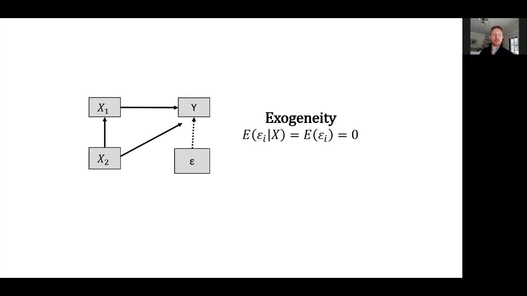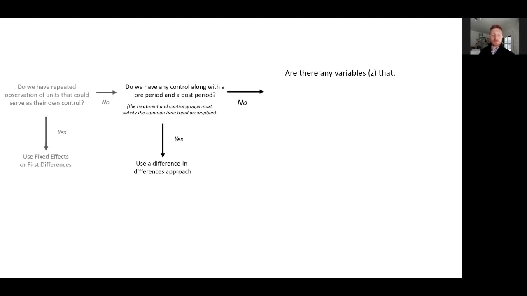So let's go back to the flow chart real quick. If we don't have any of these things, then potentially we're looking for a variable Z. We're looking for an instrument. Now, again, this flow chart isn't the way you should go about things, but it's a way to think about our process of learning these different techniques. This new technique we're introducing is the technique if you have a variable that can serve as an instrument.